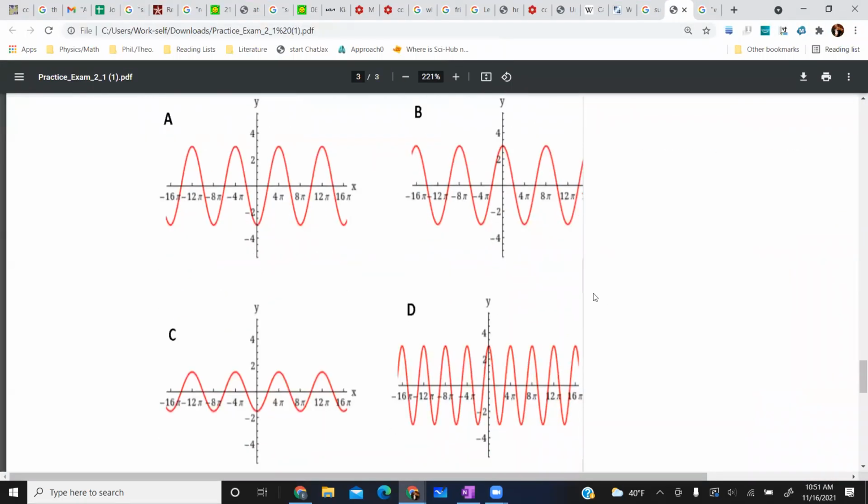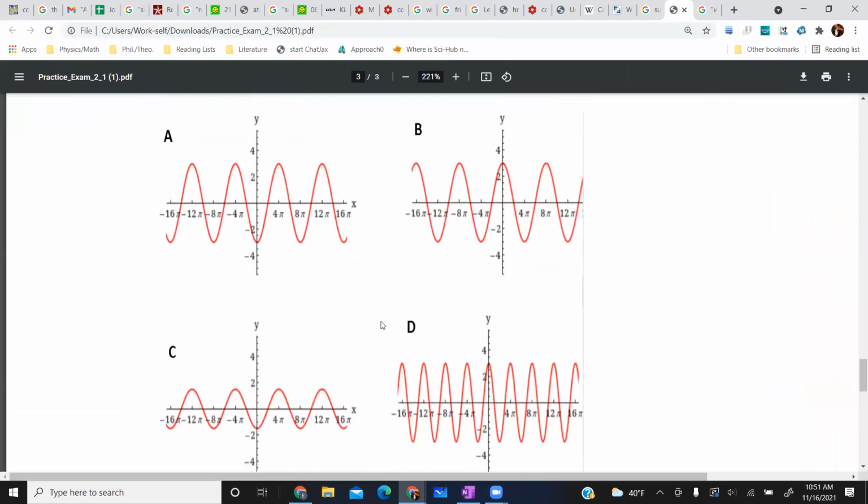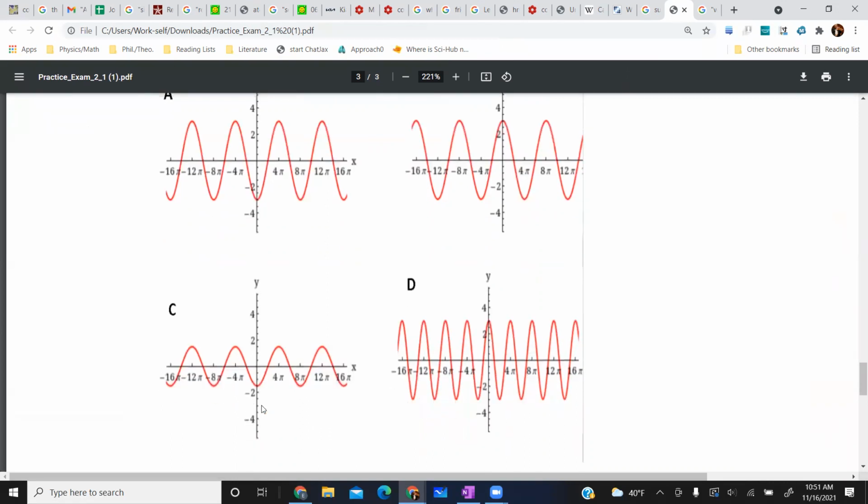So first of all, let's use the intercept to rule out some options. If you look at A and C, (0, 3) is not on the graph, right?